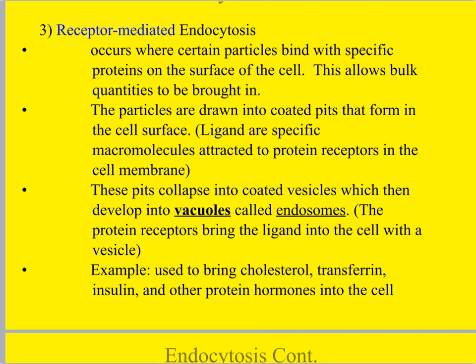So this is where particles bind to the proteins on the surface of the cell, allowing you to bring in bulk amounts of things, so large amounts of things. So it's a spot where it binds on the surface of the cell. So anyway, the particles are drawn into these things that are called coated pits, and it forms like a cell surface. And you'll see ligands in that process. Anyway, the pits collapse into a vesicle that's been coated, and eventually it becomes a vacuole called an endosome. So remember, vacuoles store things.